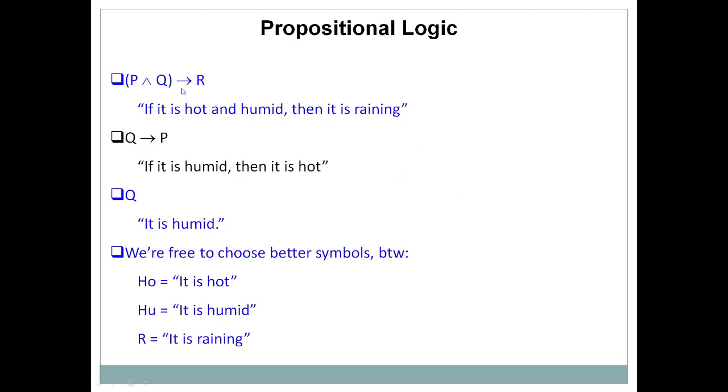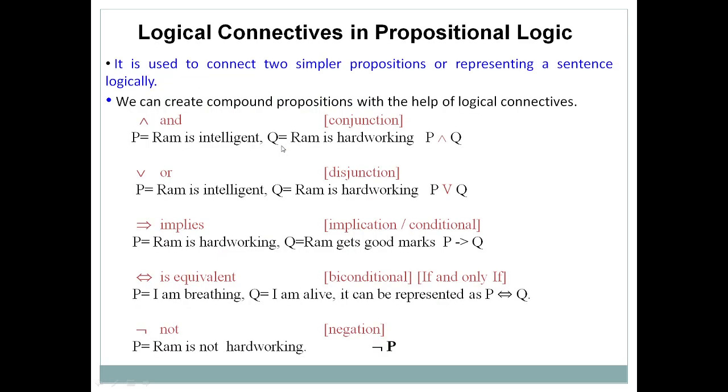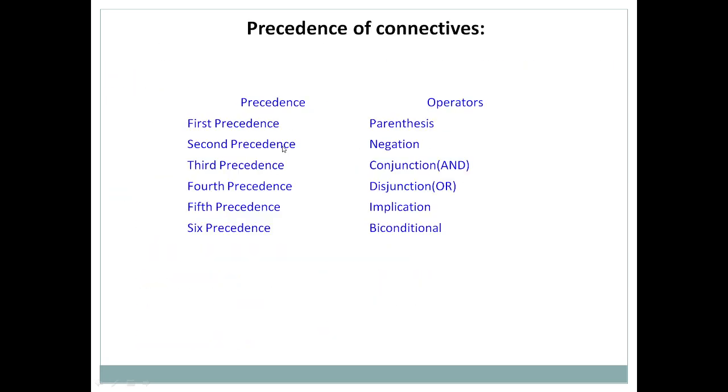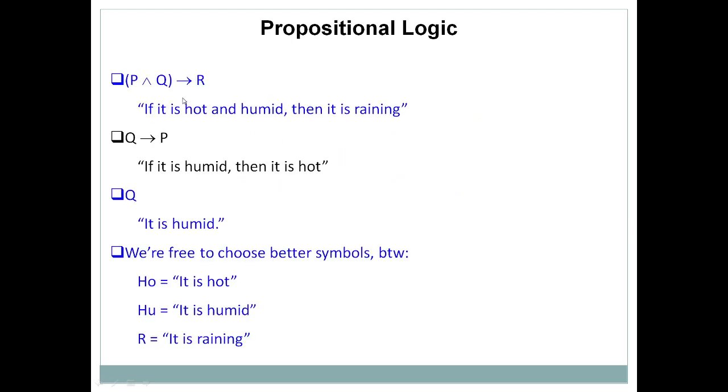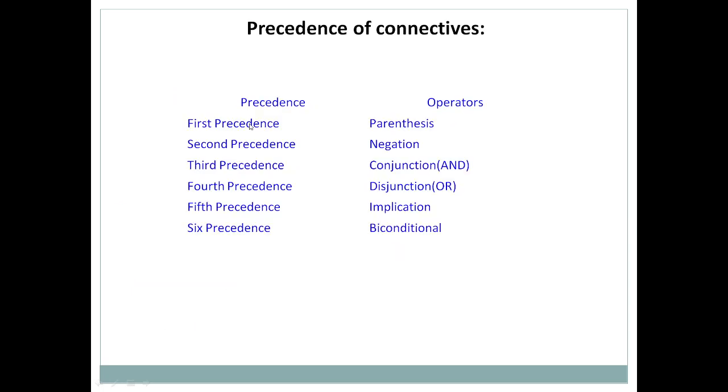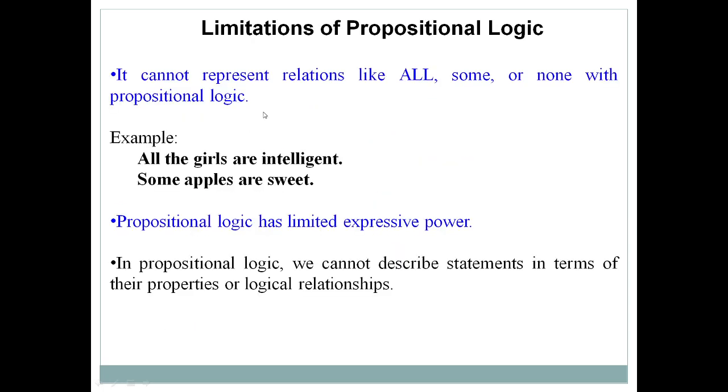Suppose somebody has written this, so how can you read it? You need to start reading from the parenthesis, and after that the conjunction, and then the implication. Here you can see that conjunction has more precedence as compared to implication. So you have to make use of this precedence whenever we need to evaluate propositional logic like this. And at the last we are going to discuss the limitations of propositional logic.